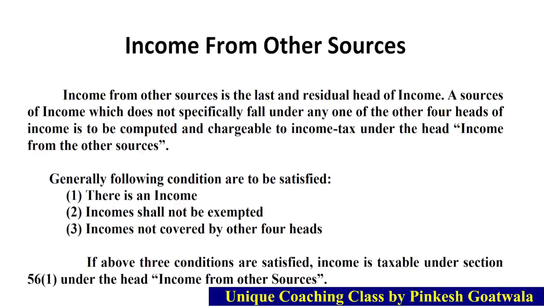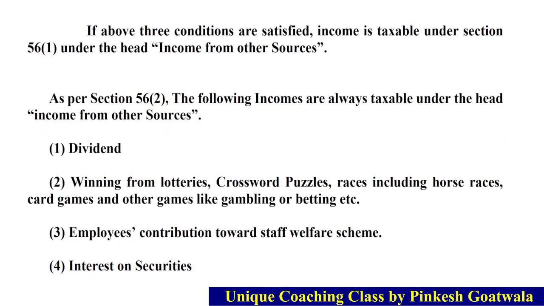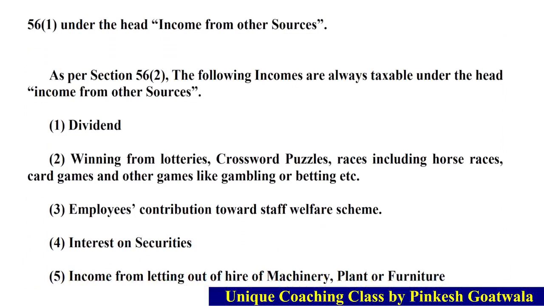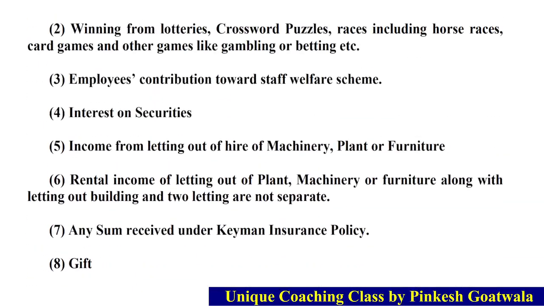Students, we have started the last and the fifth source of income, that is income from other sources. And in previous video I told you there are some income which are always taxable under this head as per section 56 subsection 2. There are total 11 such incomes. And one more thing I told you, that this is not enough, there are still many income which come under this head, but these are always taxable and come many times under this head.